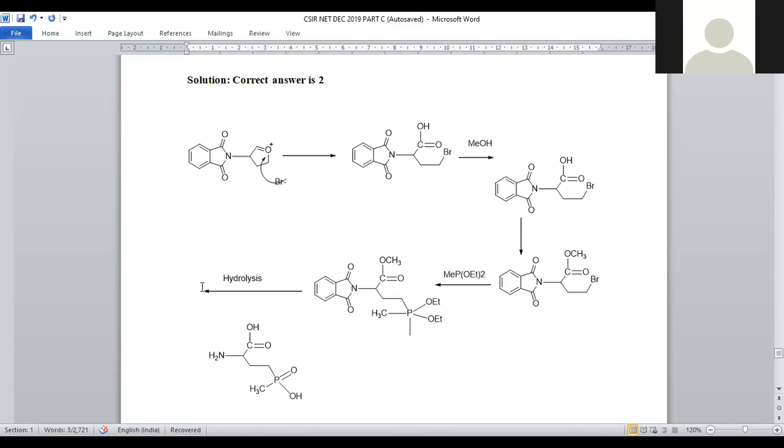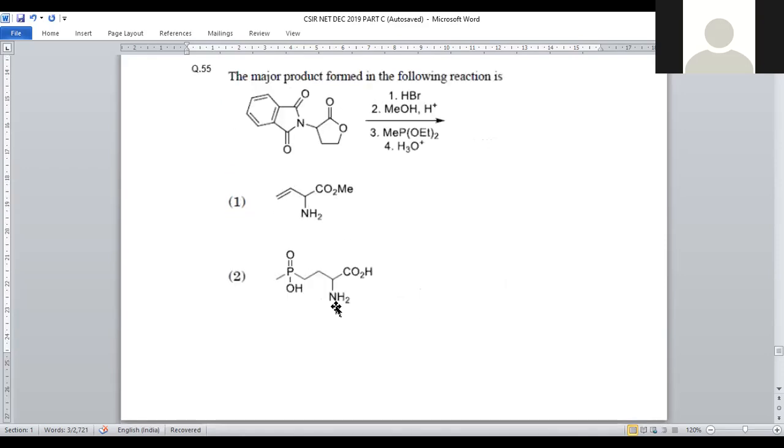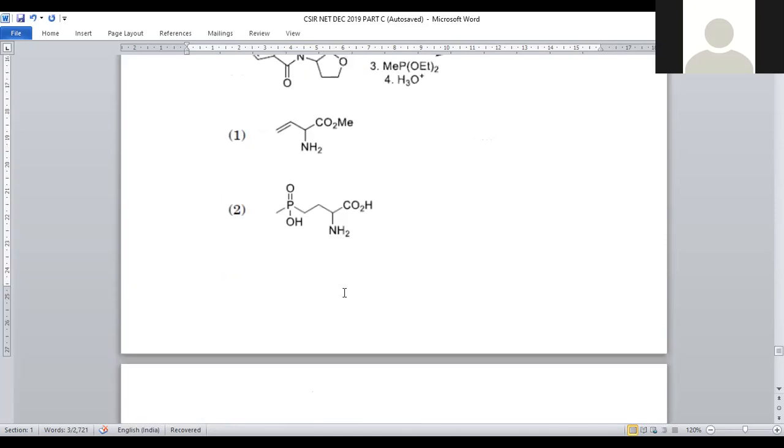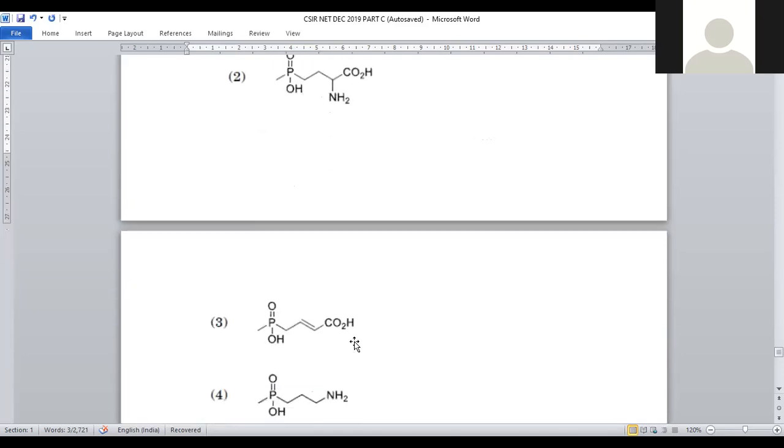Later, it is subjected to hydrolysis. Whenever it is subjected to hydrolysis, clearly the phthalimide ring will be opened and hydrolysis will be carried out on both sides. Ultimately, it is converted into NH2. The correct answer will be the alpha amino acid having CH2, CH2, P double bond with CH3, OH. That will be option number 2. So option number 2 is the right answer for this one. It is a kind of deprotection of alpha amino acids. For question number 55, option number 2 is the right answer.